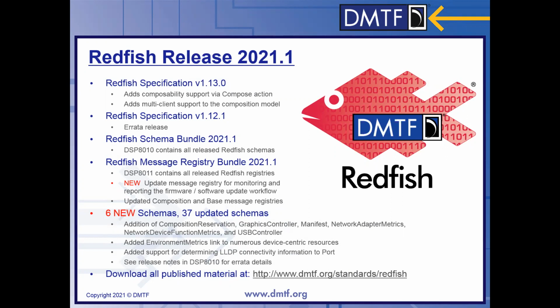The contents this time did include an update to the specification. This is Redfish specification version 1.13. The only things added to the spec in this version were some composability support using a new compose action, and some support for multiple clients handling composition services, and Mike will get into that in just a moment. There was an errata release that took a lot of the same clarifications that we added in 1.13, and that's also been bundled into an errata of the previous spec version, as is tradition.